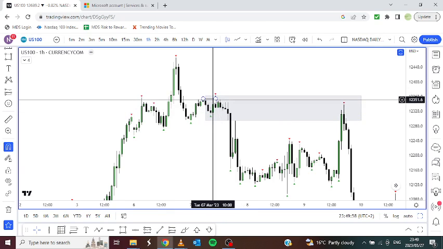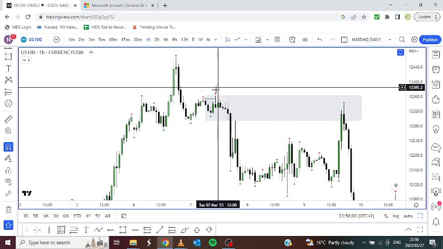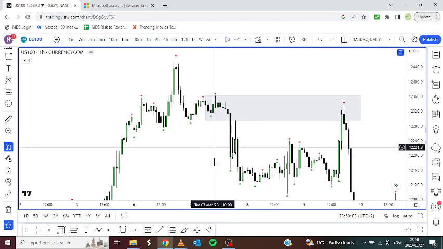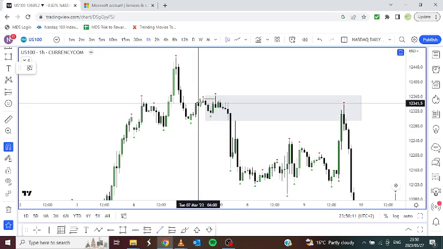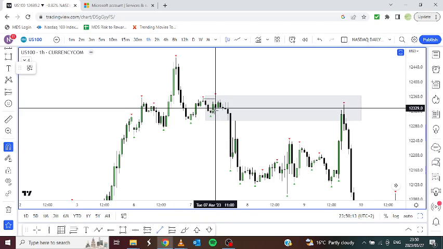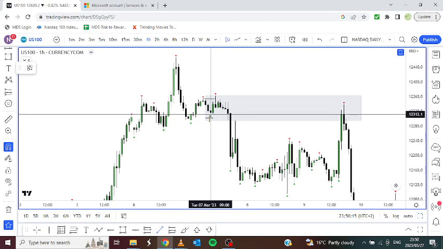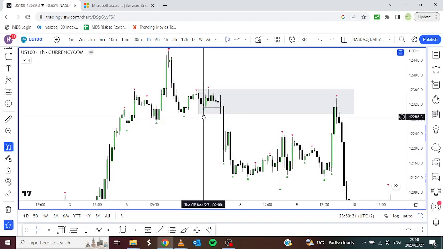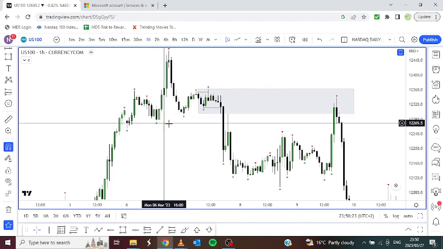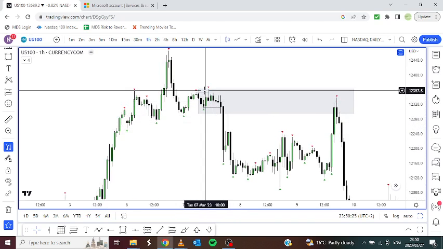So this is technically a break of structure to the upside. This is a bullish break of structure. The price impulsed from this low into this high, and we broke this previous high, so that's a higher high. So a break of this low is a change of character, somewhat an internal change of character, and then we break all of these lows as well. So there was a sweep.